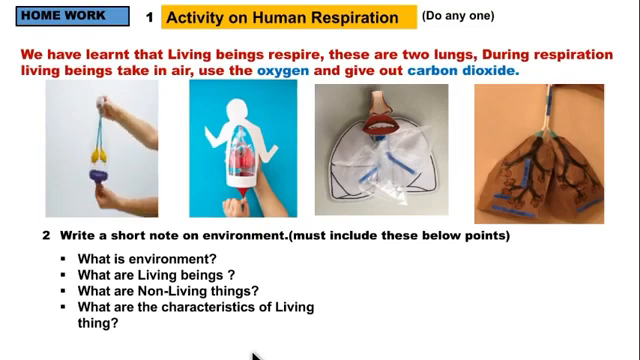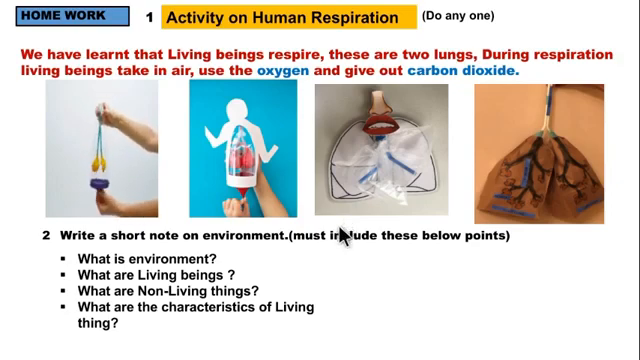So now it is time for homework. Children, in the first question, one activity is there on human respiration. We have learned that living beings respire. These are two lungs. Like see here, these are two lungs. Here also we can show. During respiration, living beings take in air, use the oxygen and give out carbon dioxide. Yes, we have learnt already. This is one of the characteristics of living beings, isn't it?